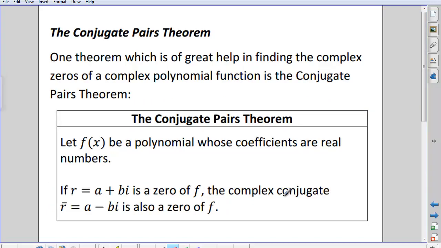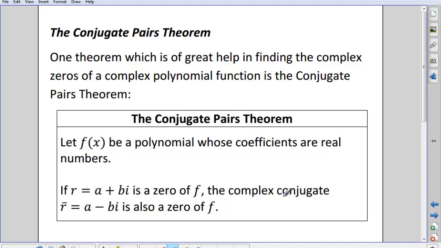So the conjugate pairs theorem. This is the first little piece that's helpful for us to look at here. The cool thing about complex zeros is that they always show up in pairs. If some complex zero shows up, then what's called its conjugate will also be a zero of that polynomial function.